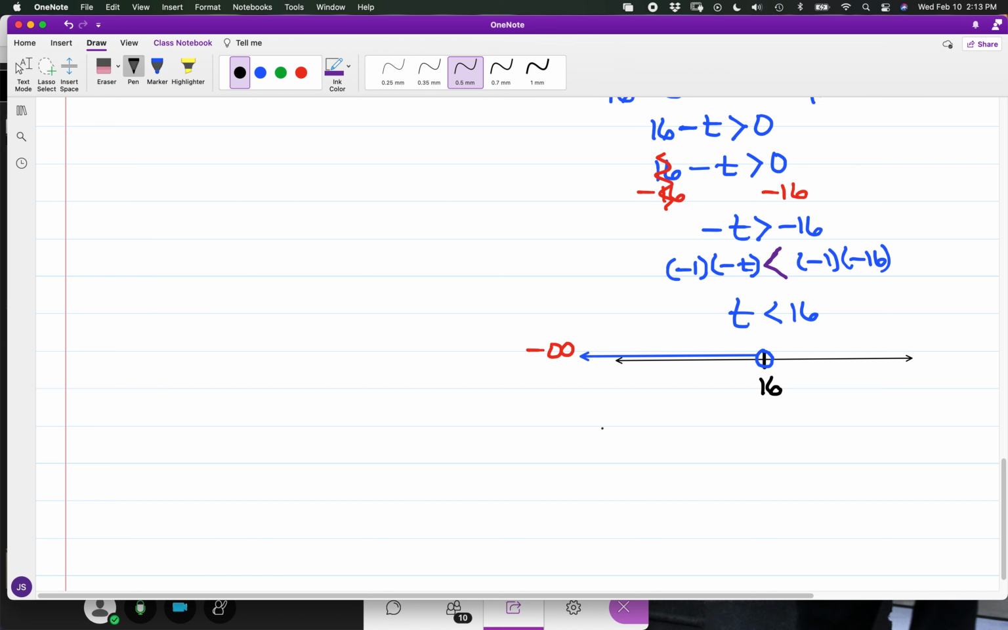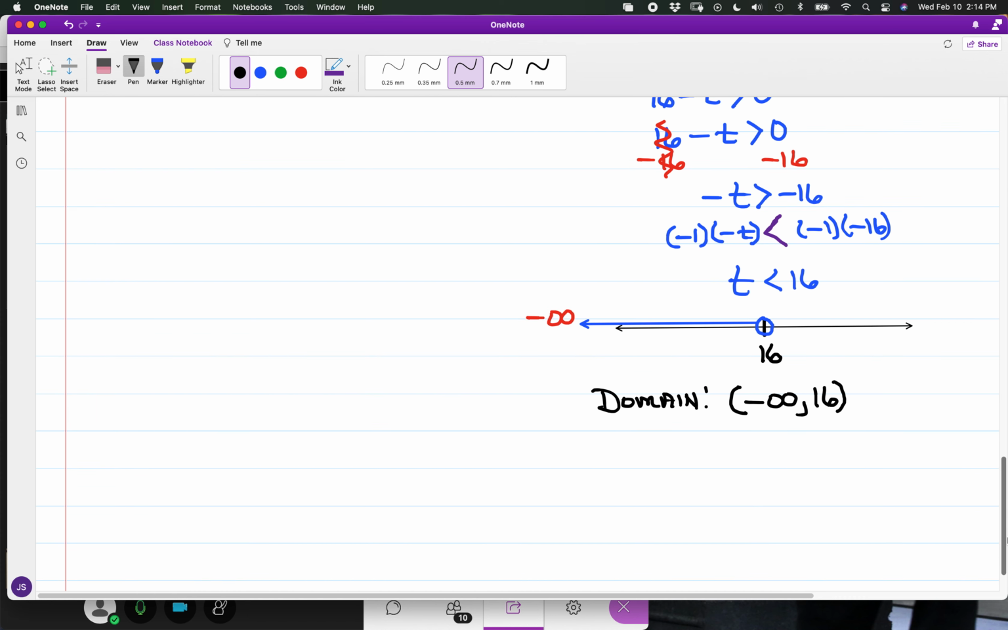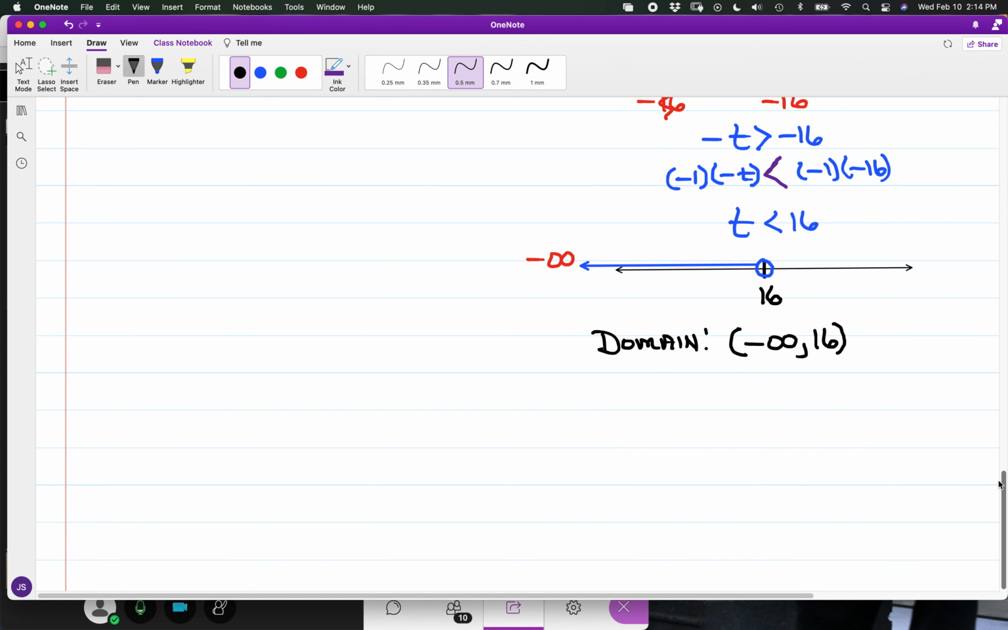So we have, for the domain of this function, which would have to be simultaneously a rational expression and also a radical expression, we have going from negative infinity, approaching but not including 16. So we have the exclusive use of parentheses for the interval notation.